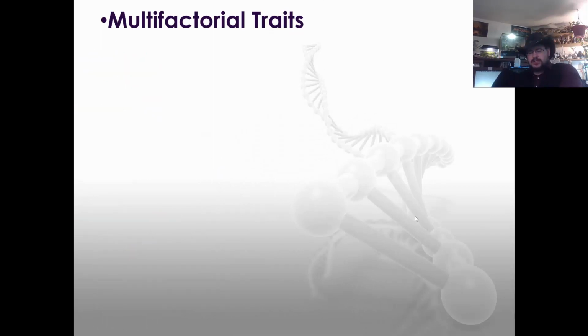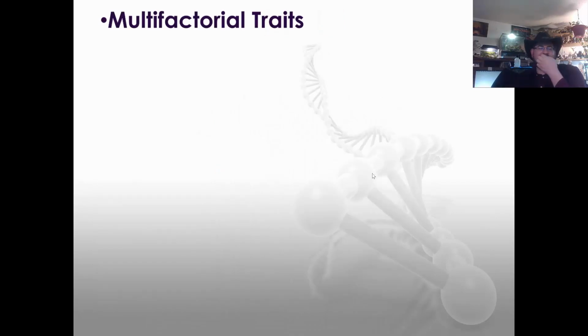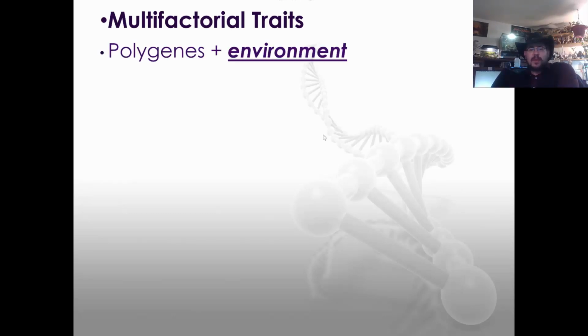So multifactorial trait is really fascinating. This is when you have polygenes, remember, where you have more than one gene, like with skin color, affecting one single phenotype, and the magnitude of that phenotype's expression is based on the sum of the alleles. Well, in multifactorial traits, we have polygenes, but we have a really important thing, the environment. So in this case, the environment directly affects expression of that polygene, right?